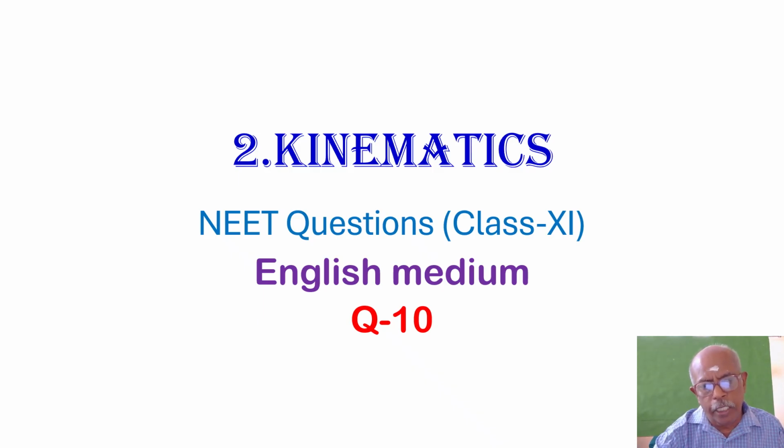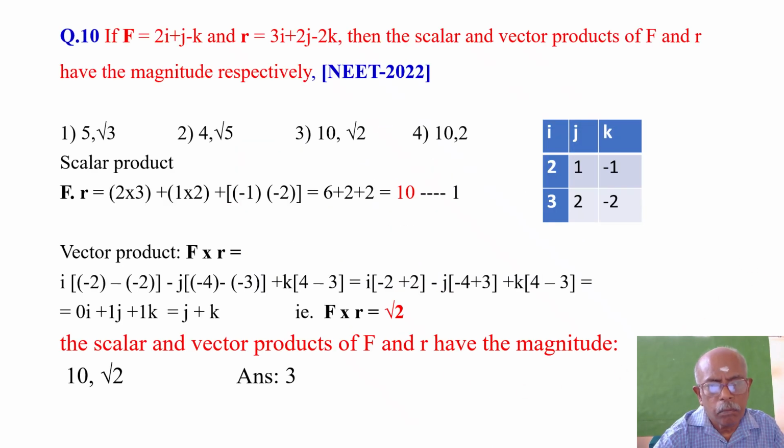In today's video, we are going to solve a multiple choice question in the chapter kinematics. The question is, if vector F is equal to 2i plus j minus k and vector r is equal to 3i plus 2j minus 2k, then the scalar and vector products of these two vectors F and r have the magnitudes respectively. Option 1: 5 comma root 3, option 2: 4 comma root 5, option 3: 10 comma root 2, and option 4: 10 comma 2.